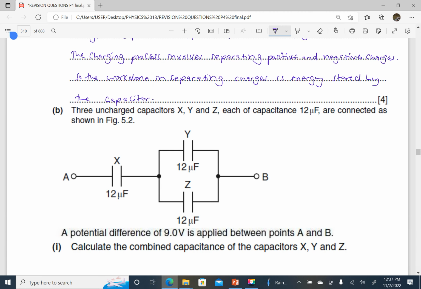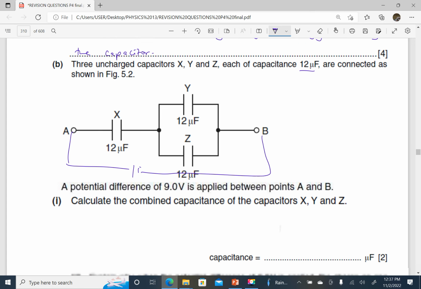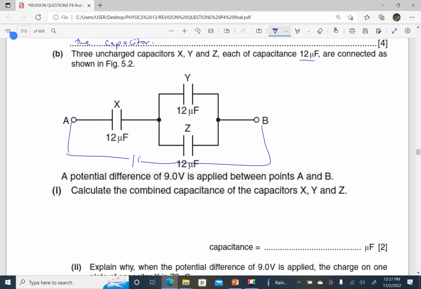3 uncharged capacitors X, Y, and Z each have capacitance 12 microfarads. They are connected as shown here. A potential difference of 9 volts is applied between points A and B. So between A and B, we have a battery of 9 volts. Calculate the combined capacitance of X, Y, and Z. So these two which are in parallel give us a total of 24. Just add them. Then they are now in series. So total capacitance of Z and Y is 24 microfarads.